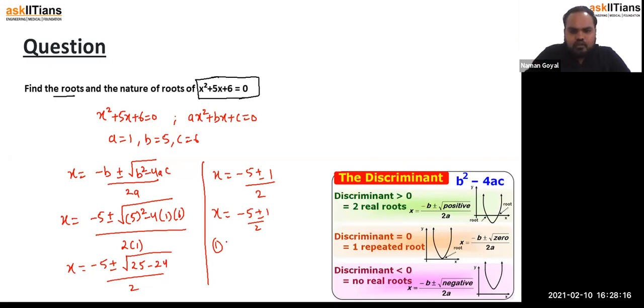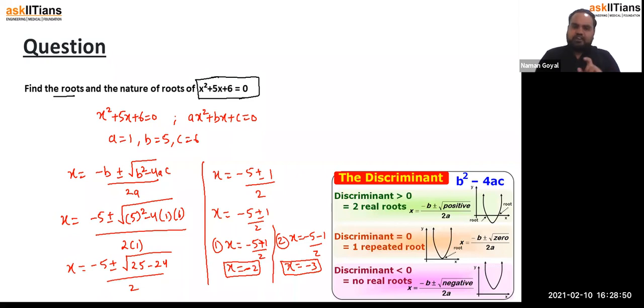Okay. So the value of x by taking the plus sign is minus 5 plus 1 upon 2. So x is minus 5 plus 1, which is minus 4, and minus 4 divided by 2 is what? Minus 2. So the answer we got is minus 2. Okay. Are you getting the point? Second is what? If we take the minus sign here, the value of x is minus 5 minus 1 upon 2. The value of x is minus 6 upon 2, which is minus 3. So we got two values, x is minus 2 and x is minus 3. So the roots of this quadratic equation are minus 2 and minus 3.